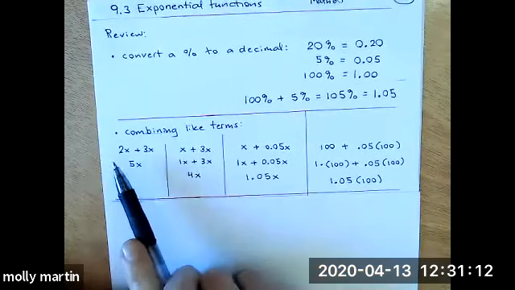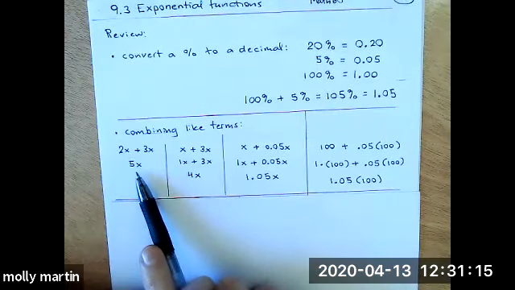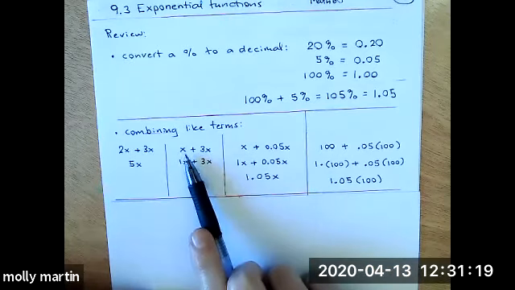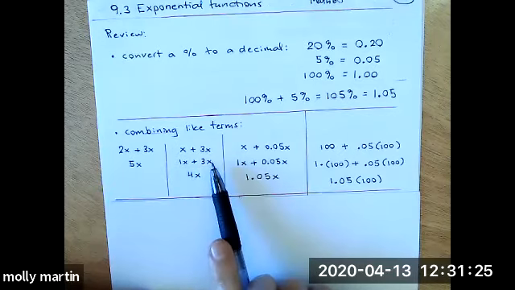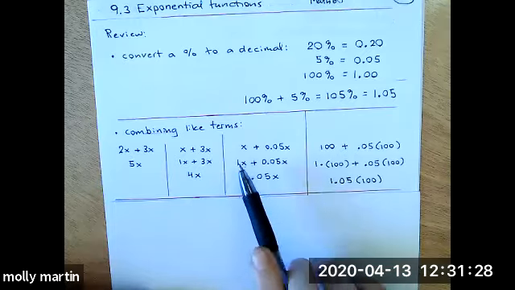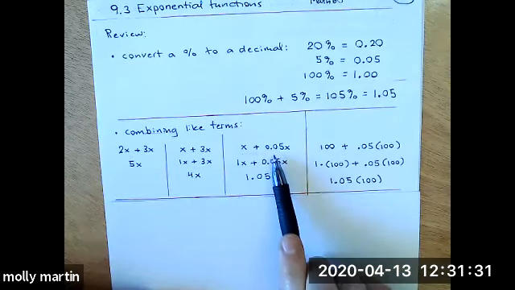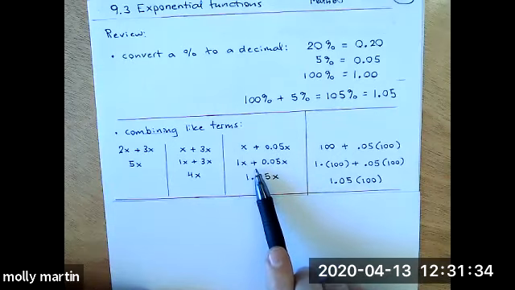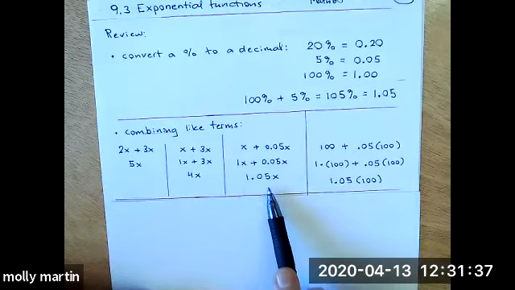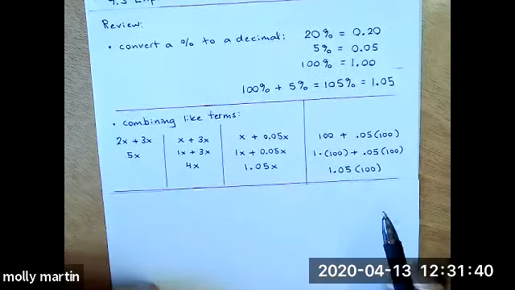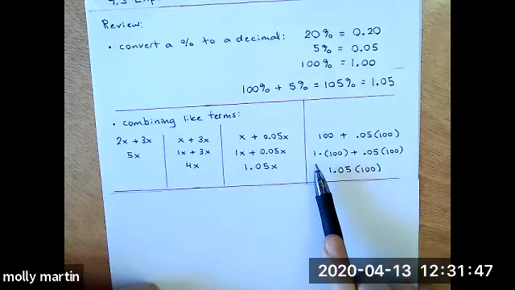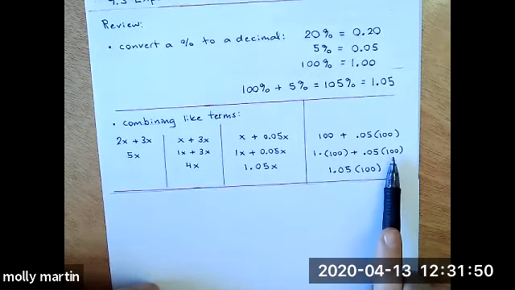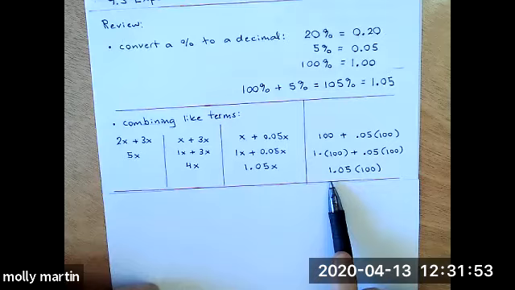Combining like terms, recall that 2x plus 3x is 5x. If you have x by itself, the coefficient of x is equal to 1, so 1x and 3x makes 4x. X plus 0.05x is 1x plus 0.05x, so that's 1.05x. If you have 100 plus 0.05 times 100, that's 1 times 100 plus 0.05 times 100, or 1.05 times 100.